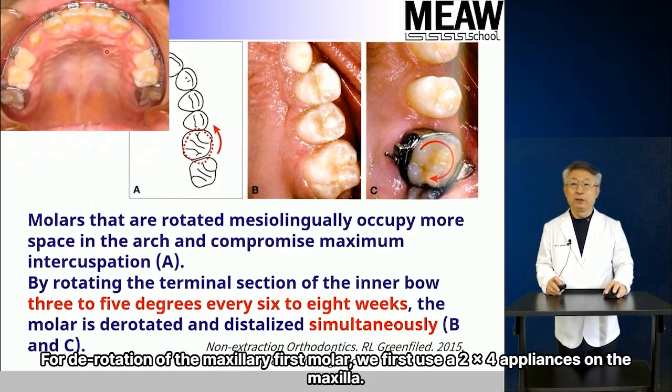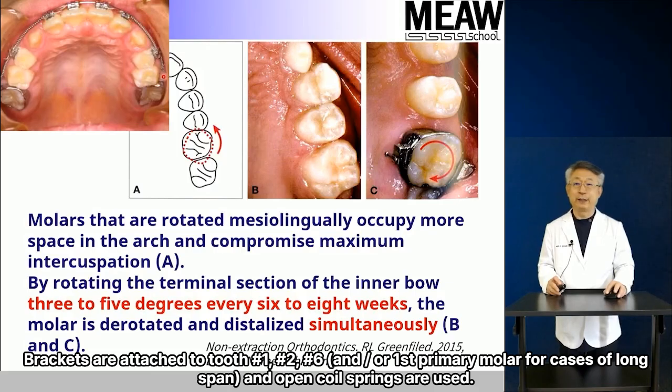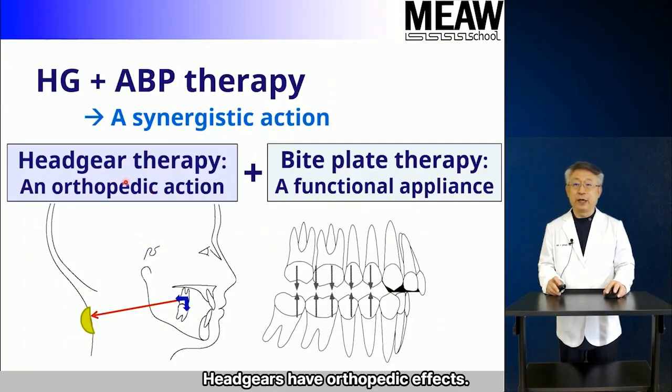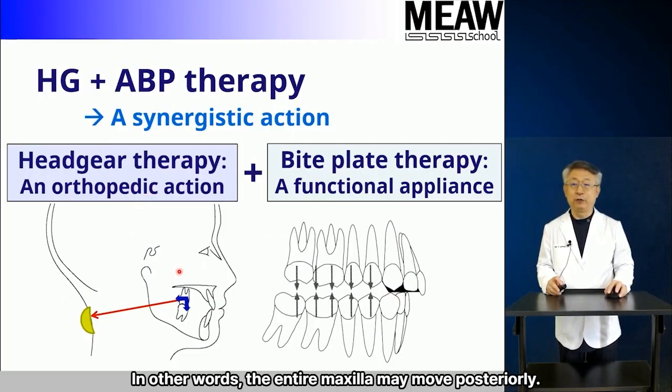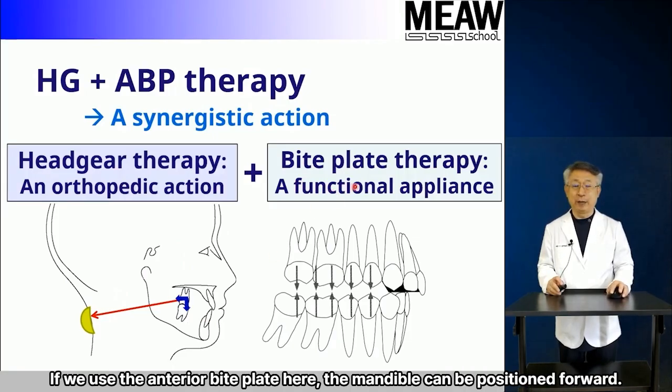For derotation of the maxillary first molar, we first use a 2-4 appliances on the maxilla. Brackets are attached to tooth number 1, number 2, number 6, and or first primary molar for cases of long span and open coil springs are used. Headgears have orthopedic effects. In other words, the entire maxilla may move posteriorly. If we use the anterior bite plate here, the mandible can be positioned forward.